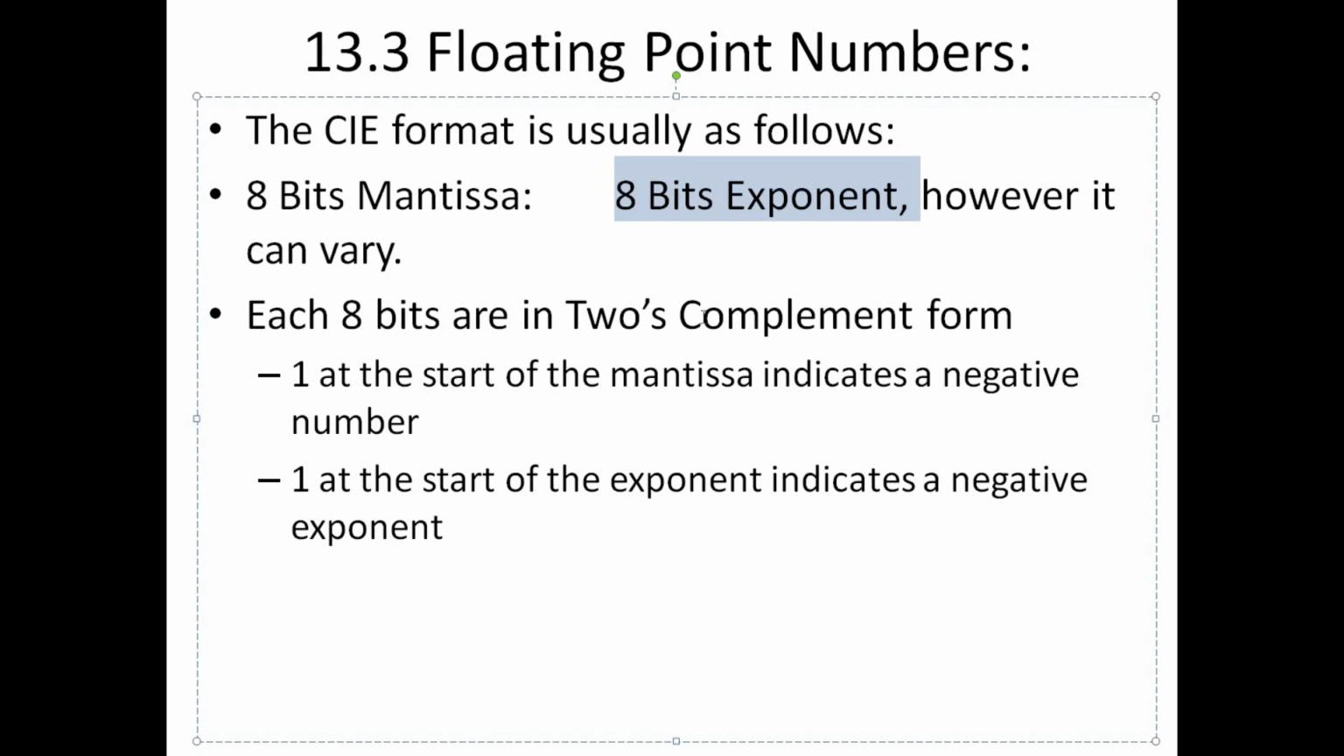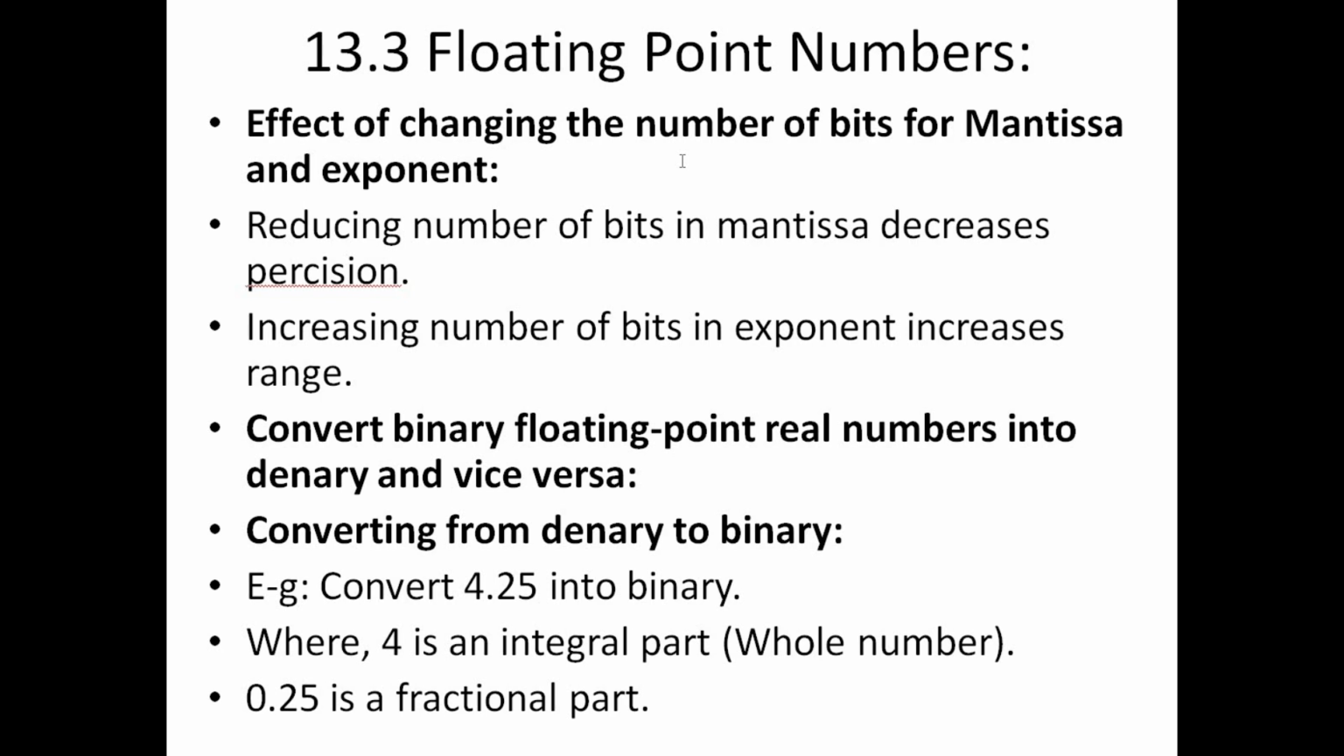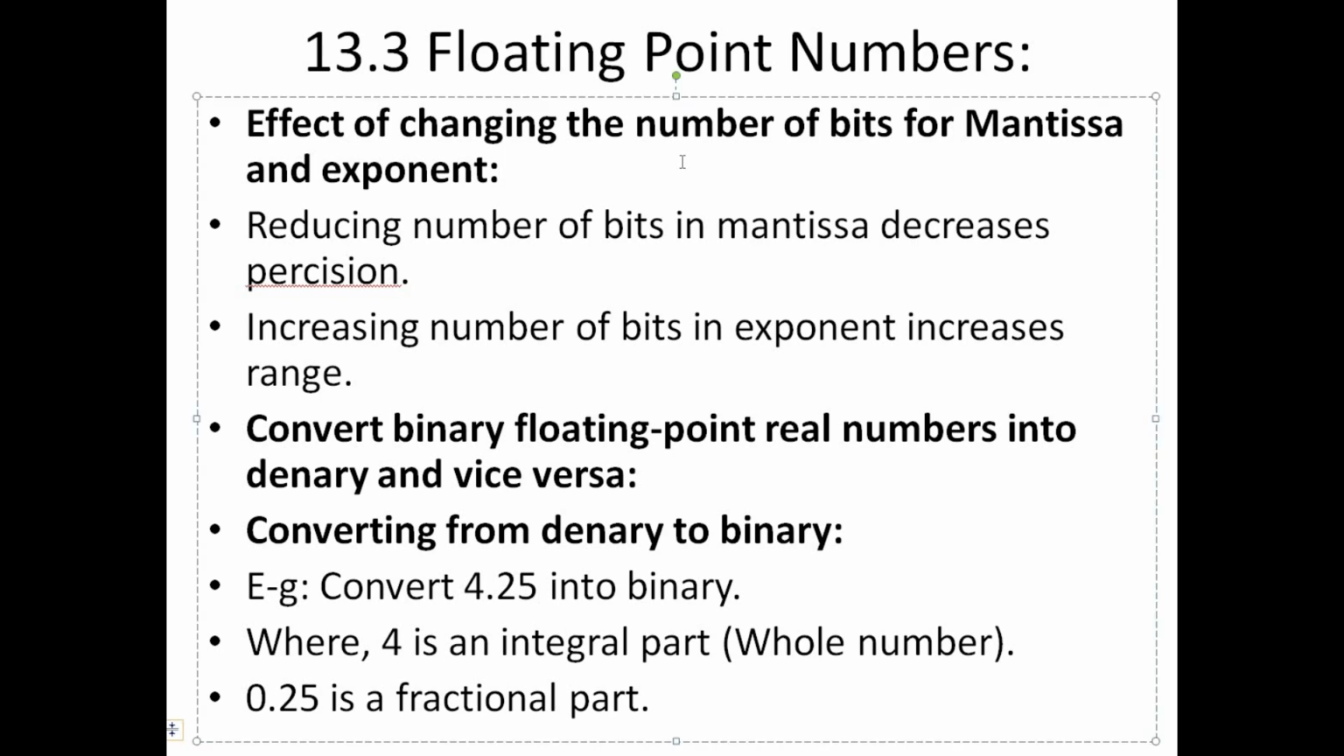A 1 at the start of the mantissa would indicate a negative number. A 1 at the start of the exponent would indicate a negative power. Now, the effect of changing the number of bits for mantissa and exponent: if you reduce the number of bits in the mantissa, your precision would be reduced. And if you increase the number of bits in the mantissa, like you had 8 bits and you increase it to 10 or 12, you would increase the precision. These are two little points of theory you should remember.